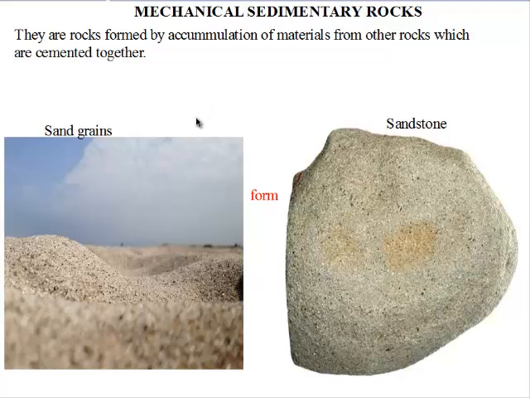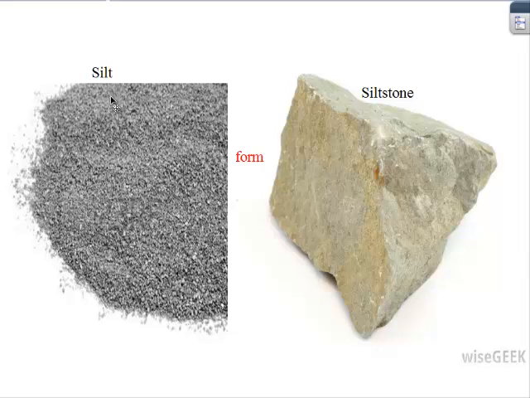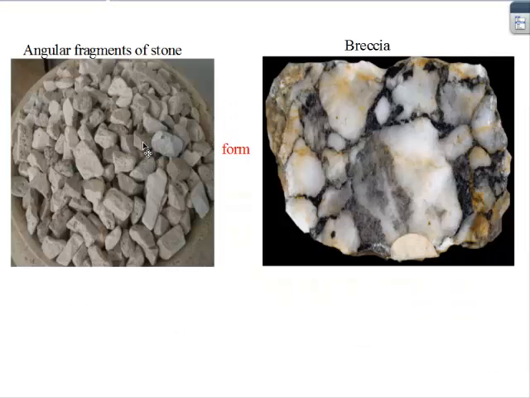Let's look at some examples of physical sedimentary rocks. Sand grains here are cemented to form sandstone. We have silt. The silt is also cemented to form siltstone. We have angular fragments of stone, and those angular fragments of stone are cemented to form the sedimentary rock known as breccia.